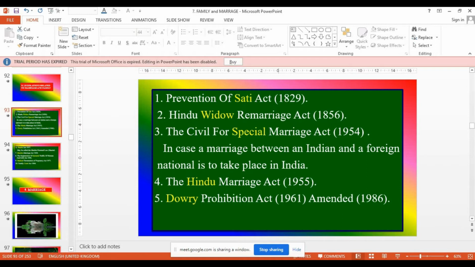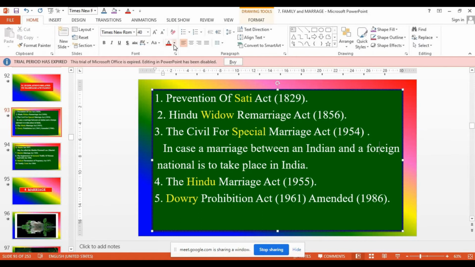So this marriage act is mainly concerned with Indian citizens marrying foreign nationals. As we know, Sania Mirza, one of India's famous tennis stars, married a Pakistani cricketer. So under this legislation, an Indian citizen can marry a foreign national. Fourth one, Hindu Marriage Act 1955.